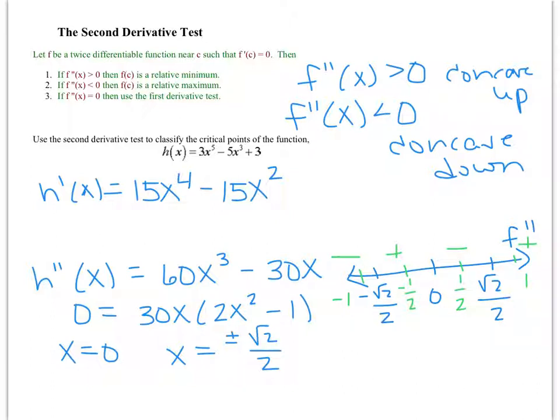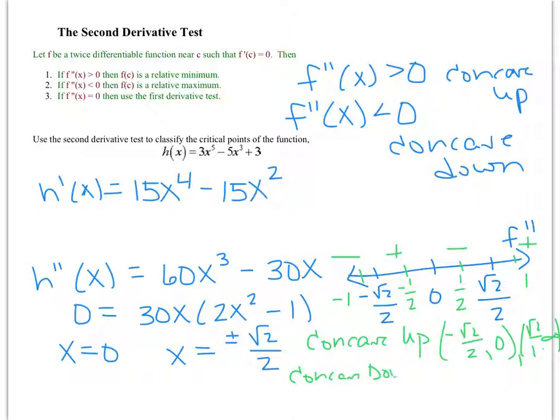So we know that this graph is concave up on the interval from negative radical 2 over 2 up to 0, and then from radical 2 over 2 to infinity. It's concave down where it's negative. So from negative infinity to negative radical 2 over 2, and from 0 to radical 2 over 2.